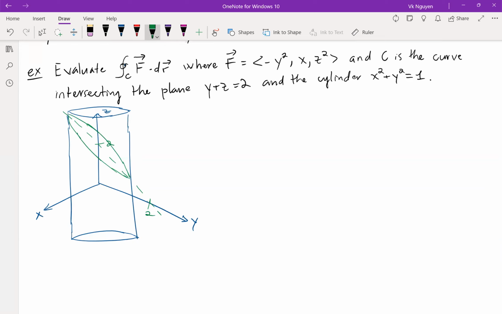Okay, so the plane cuts the cylinder. You're going to have this intersection right here. This curve right here is the curve C. And because nothing is said about the orientation of it, I'm just going to assume that it has a counterclockwise orientation.